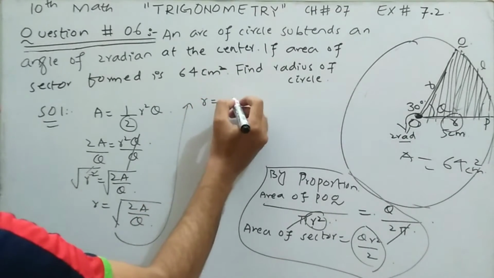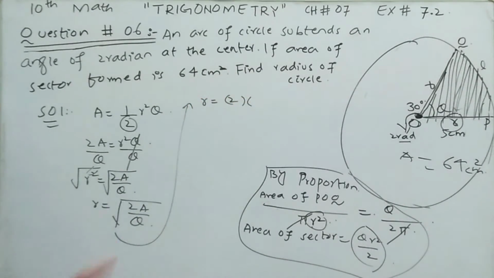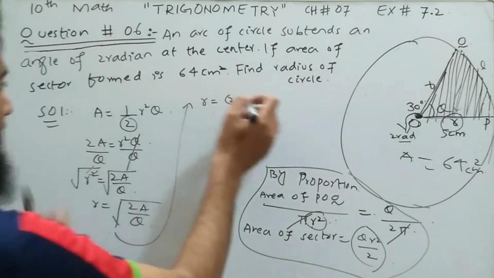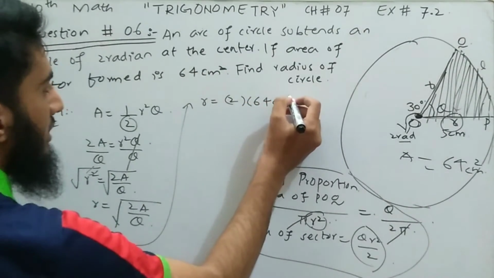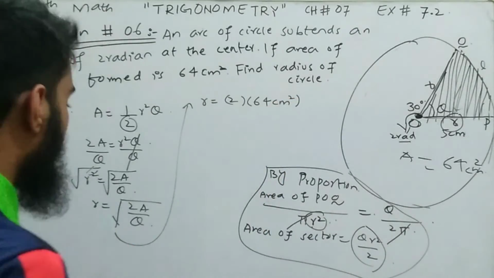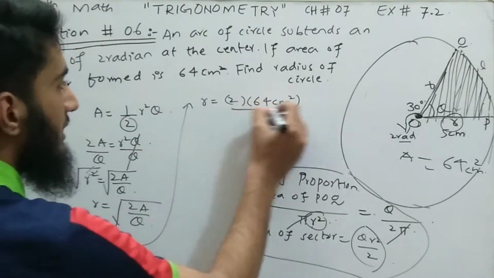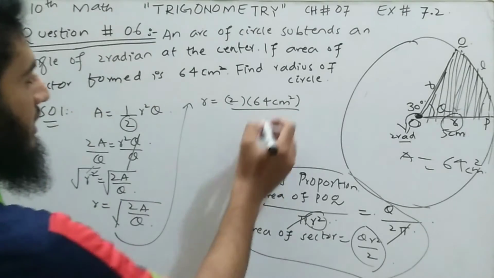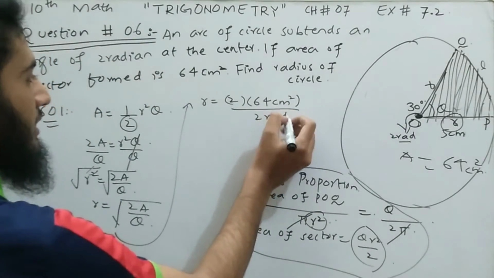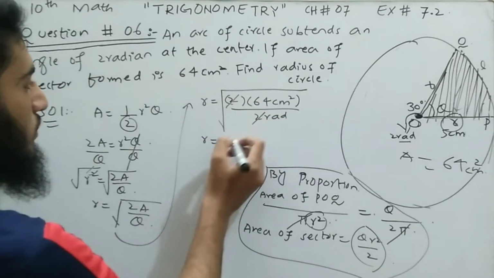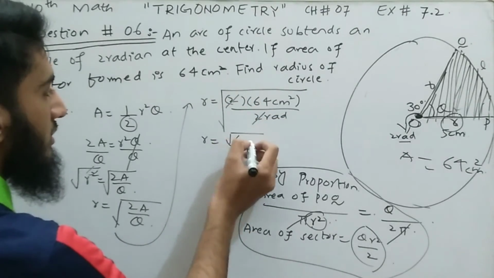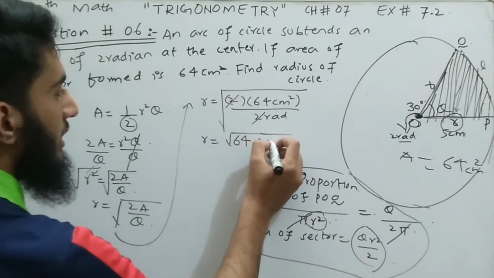So r will be equal to the square root of 2 into A, where A is the area of the sector, which is 64 square centimeter, divided by theta. Theta is actually 2 radian. Now take the square root. So r will be equal to the square root of, 2 cancelled with 2, we are left with 64 square centimeter.